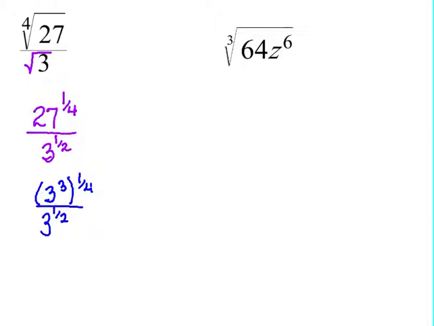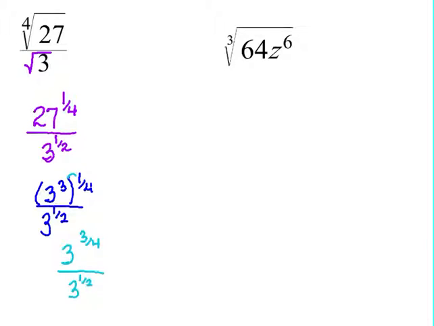So now, what do I have in the top? 3 to what power? On the top, because on the bottom you can't. Well, 3 to the what fourth? 3/4. Good. Because you're taking 3 times 1/4.